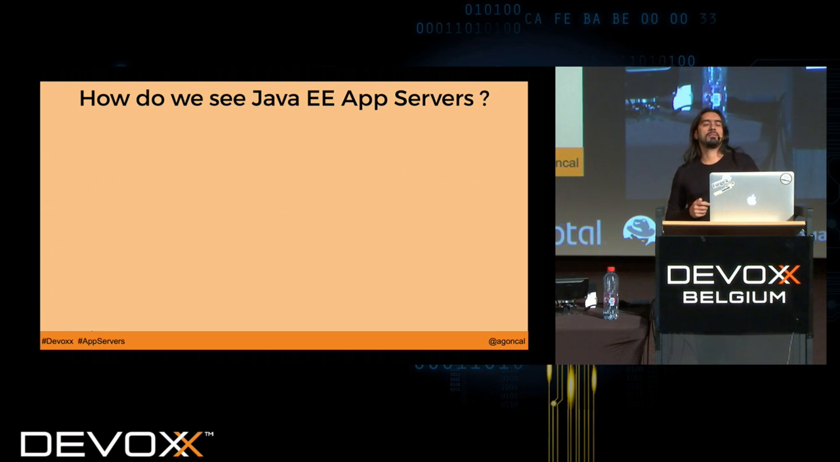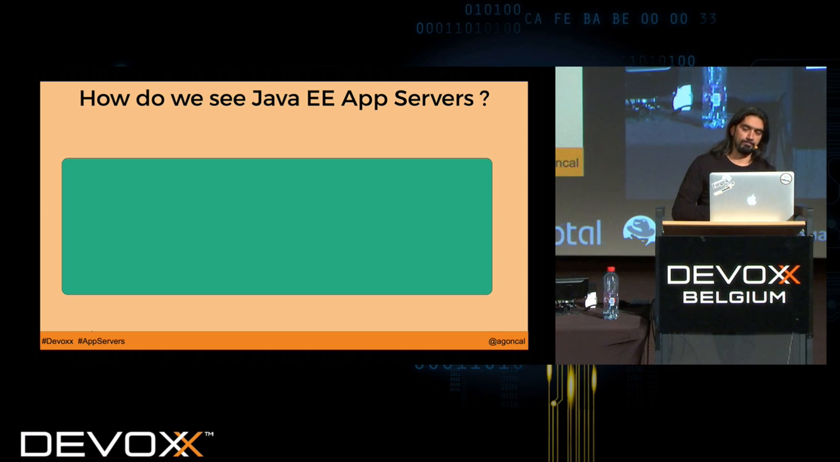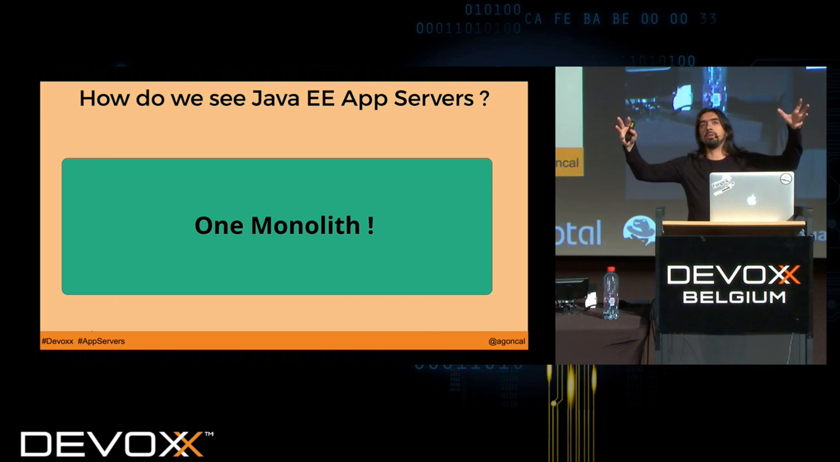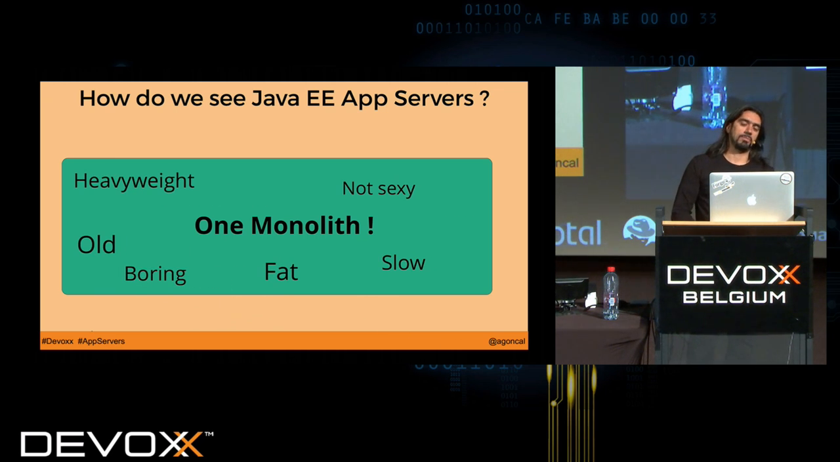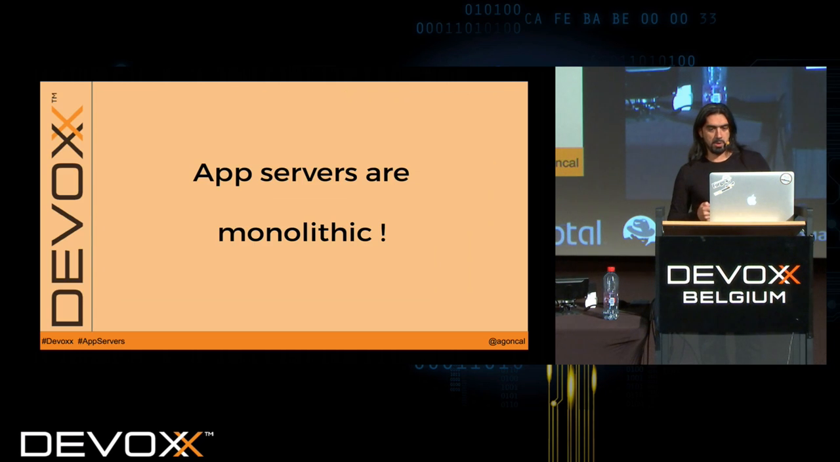2016, how do we see Java EE application servers? Bang! One big block. One monolith. An application server is something big and it's slow, it's fat, old, boring, heavy weight. We've talked for many, many years about lightweight and heavyweight, and not sexy. So that's the way we see Java application servers. So let's take some of these adjectives. So application servers are monolithic.